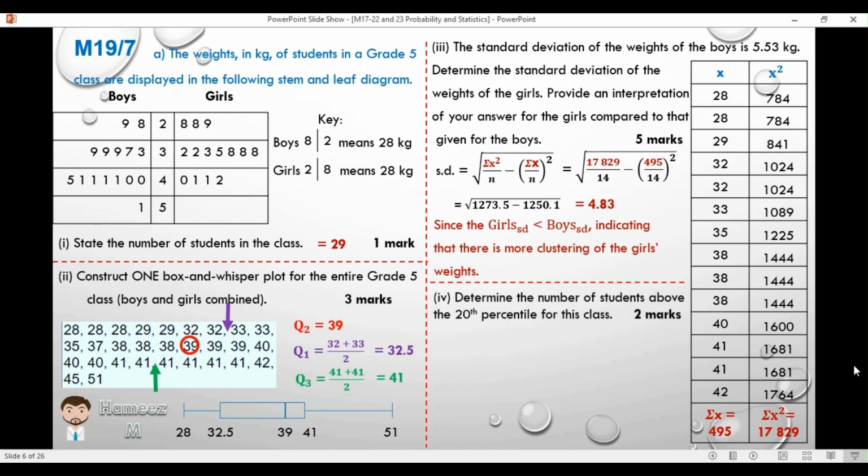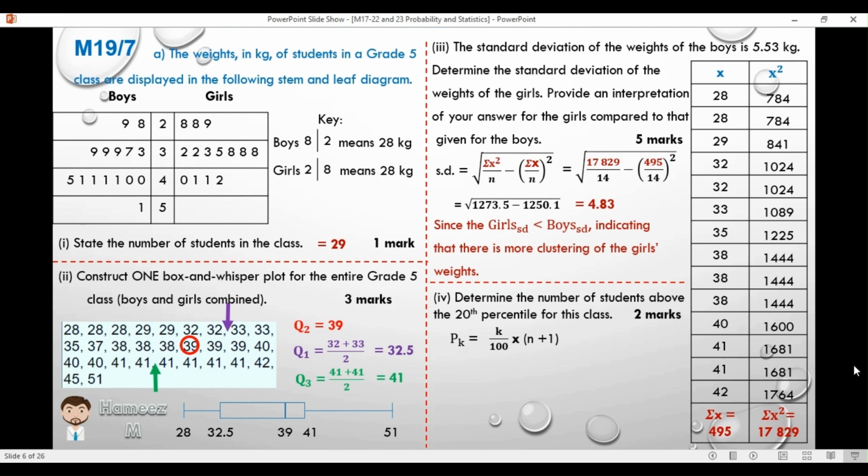Determine the number of students above the 20th percentile for this class. Now we worked out the 25th percentile, the 50th percentile, and the 75th percentile, Q1, Q2, and Q3, and we need to work out the 20th percentile. So let's recall the formula. The percentile for any value would be k over 100 times n plus 1, n being the number of students. And in this case, we're talking about the entire class, which we worked out in part 1 to be 29.